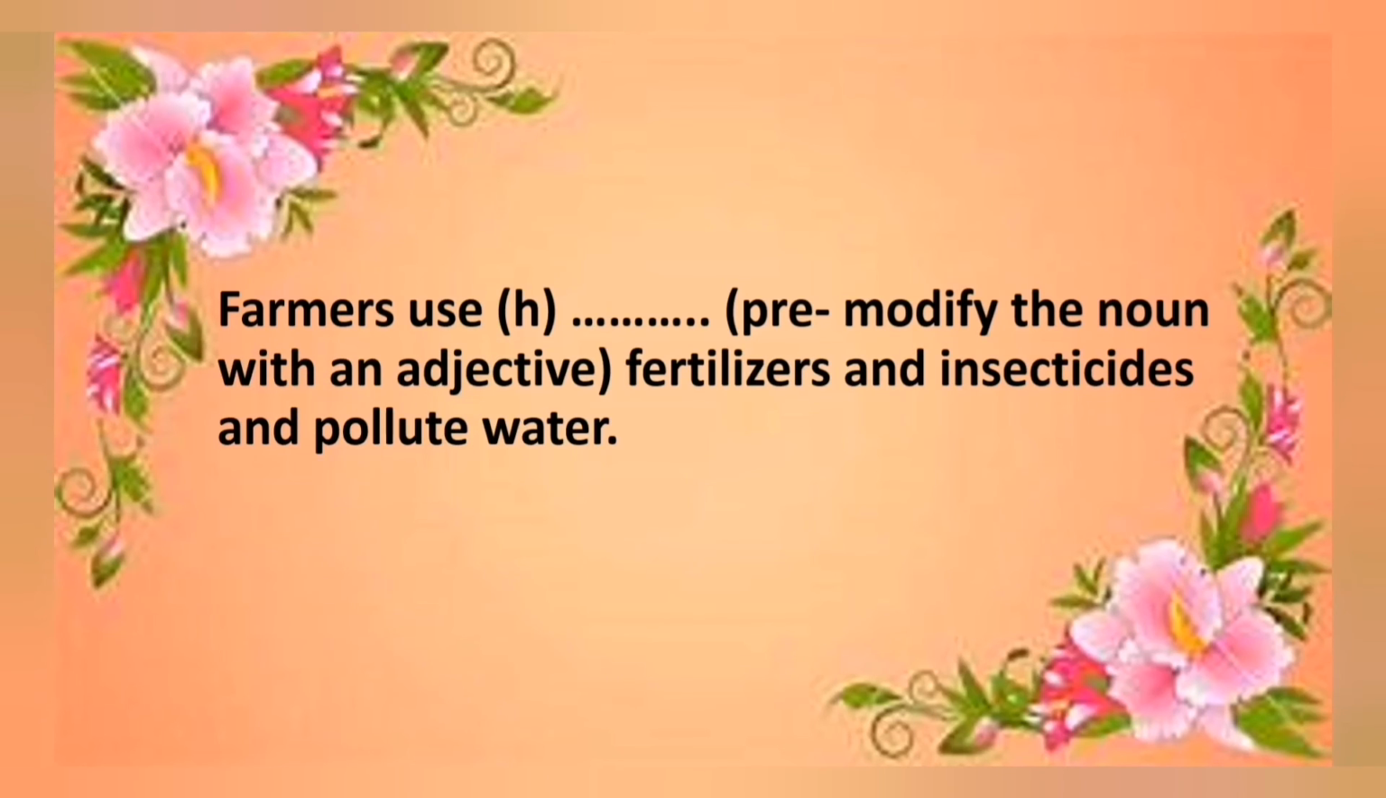Next sentence is: Farmers use dash fertilizers and insecticides and pollute water. Here we have to use an adjective to pre-modify the noun. So can you guess the answer? What will be the correct answer? Yes, the correct answer will be "chemical." Farmers use chemical fertilizers and insecticides and pollute the water.